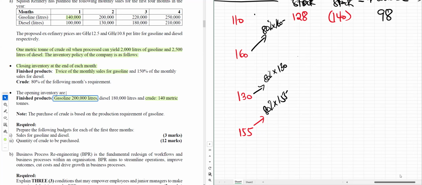So this one gives us 104. The third month, 155 by 0.8, 124. I see. I reserve my comment. I can't comment.